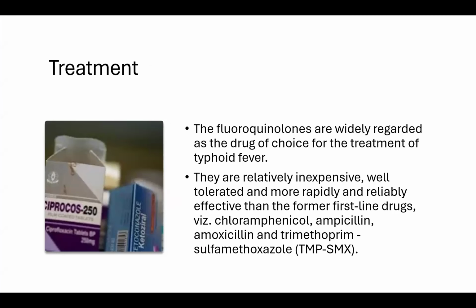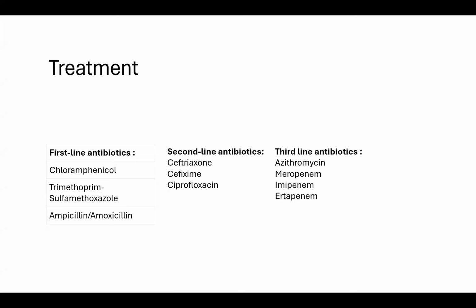Now we come to the treatments. Fluoroquinolones are widely regarded as the drug of choice for the treatment of typhoid fever. They are relatively inexpensive, well tolerated, and more rapidly and reliably effective than the former first line drugs like chloramphenicol, ampicillin, amoxicillin, and so on. So these are the first line antibiotics like chloramphenicol, trimethoprim, ampicillin, amoxicillin.